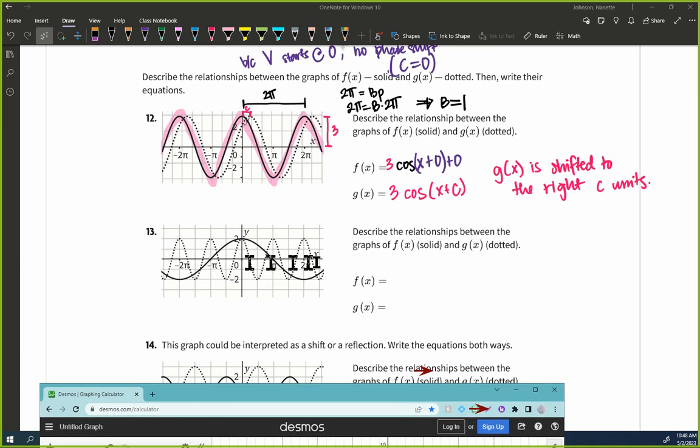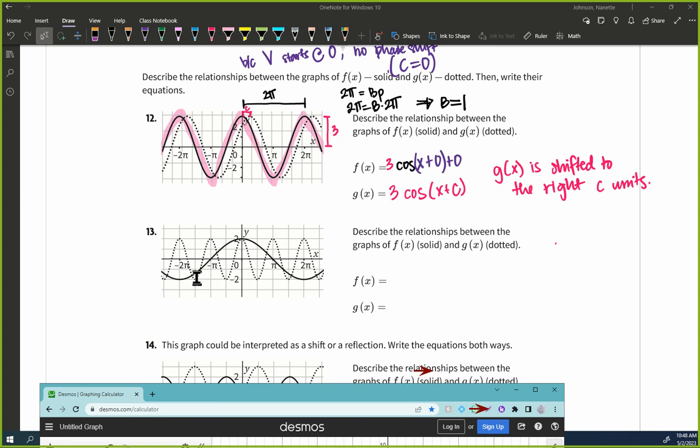So here you can clearly tell, right? Let's go through the letters. Are their A's the same for number 13? Is their amplitude the same? Yes, right? I agree, because the highest is the same and the lowest are the same. So A is the same. So I'm going to make a little list here: amplitude A is the same.